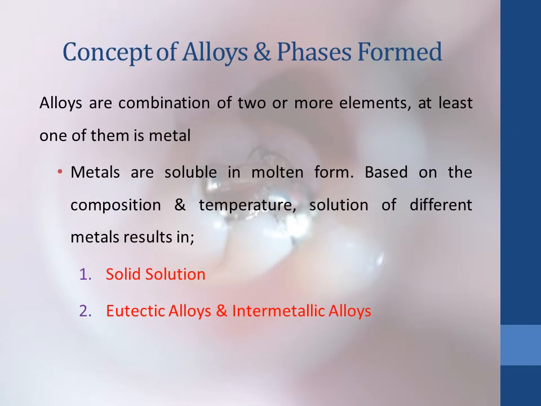So let's move on to the concepts of alloy and the phases formed. As you all know, alloys are a combination of two or more elements, and at least one of them should be a metal. So silver amalgam is basically an alloy of silver, tin, and copper. Metals are soluble in molten form, and based on the composition and temperatures, as we studied previously in metals, solutions of different metals may be formed. Now, a solid solution may be formed, an intermetallic alloy may be formed, or a eutectic alloy may be formed.